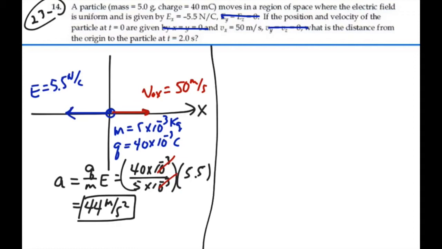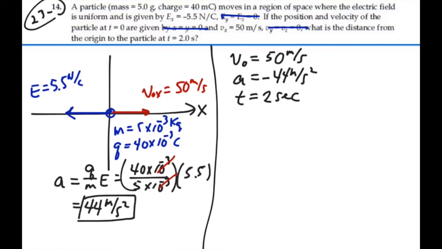Alright, now we have our kinematics problem, where our initial velocity in the x direction is equal to 50 meters per second. Our acceleration is in the opposite direction, so acceleration will be a negative 44 meters per second squared. Our time is 2 seconds, and we want to find the distance of the particle from the origin after the 2 seconds. In this case, everything's in the x direction, so we want to find displacement delta x.